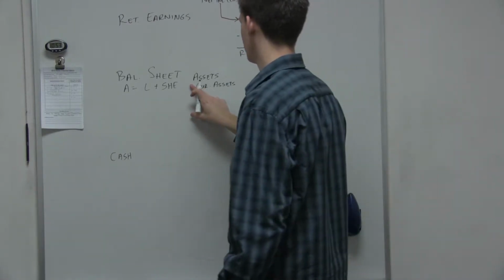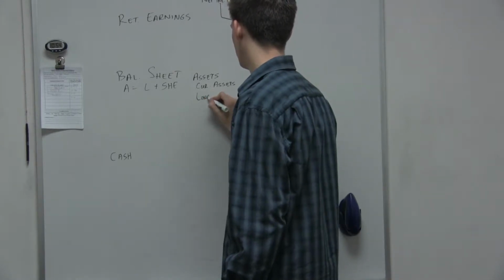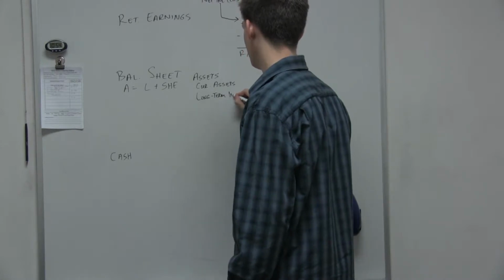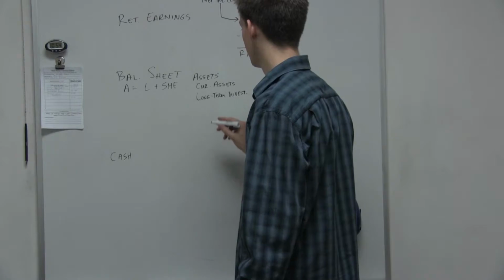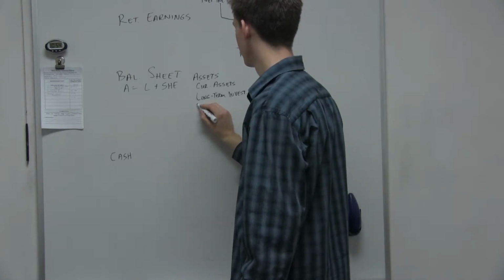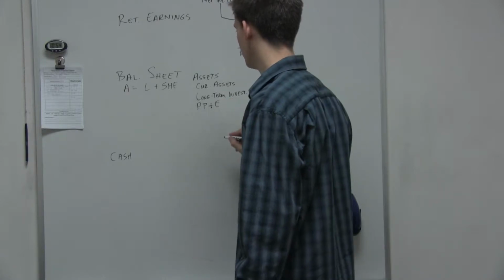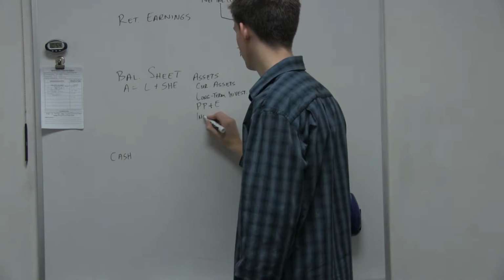And then what comes next? Long-term assets, or long-term investments, same thing. Then PP&E, property, plant, and equipment, and then intangibles.